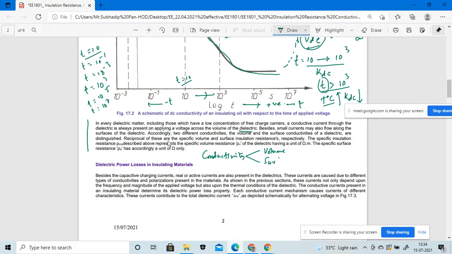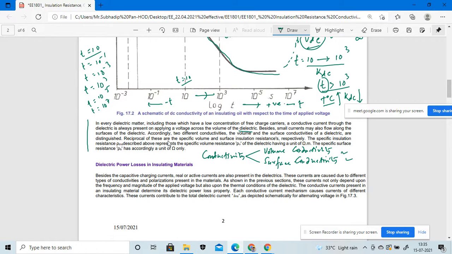Volume and surface conductivity. Okay, so we have volume conductivity and surface conductivity. These are the two segments. We are dividing the conductivity of a particular transformer oil or dielectric according to which dielectric we take into consideration and in what volume. If I consider the parameter volume, then it is a volume conductivity, and if we take a surface into consideration, then it is a surface conductivity.